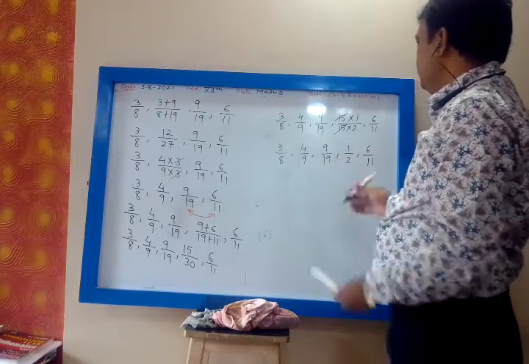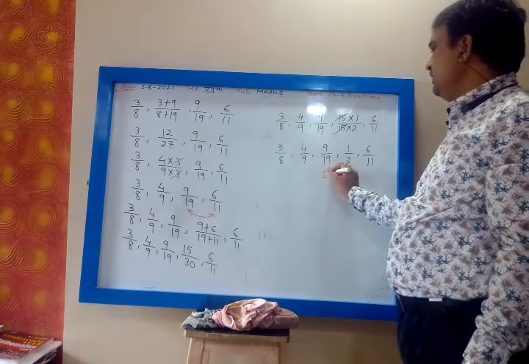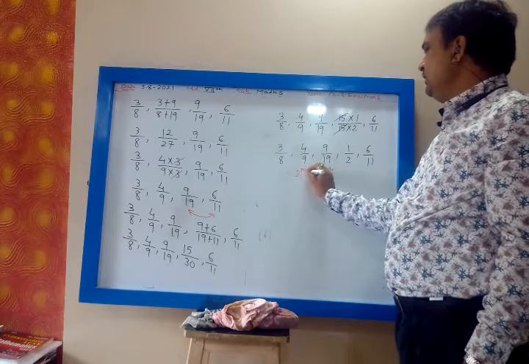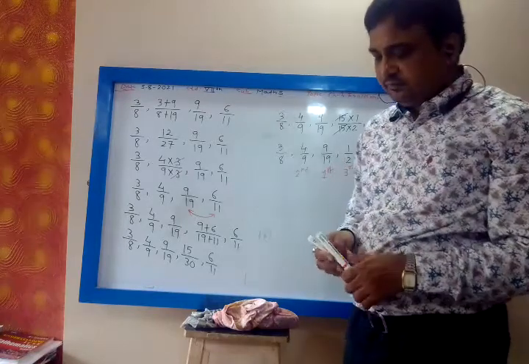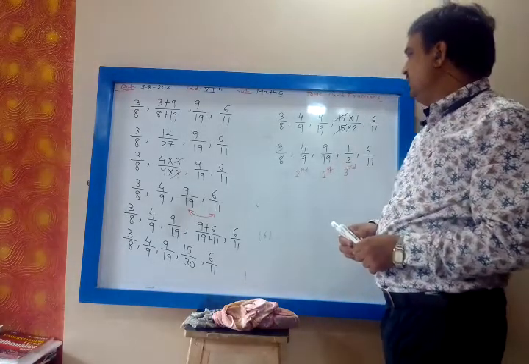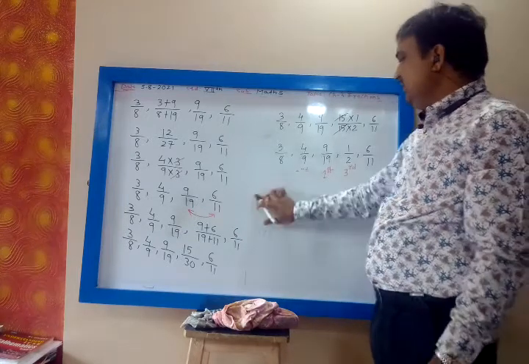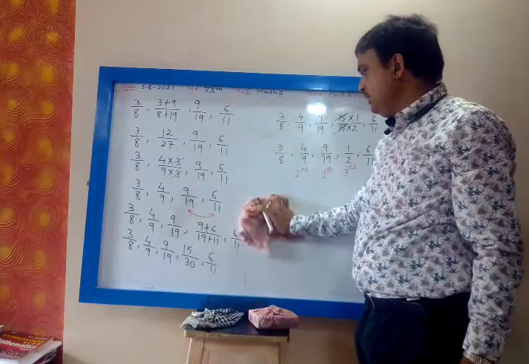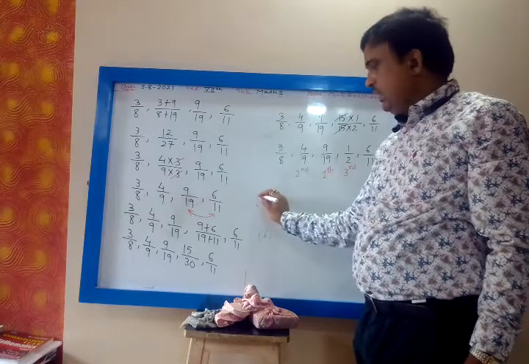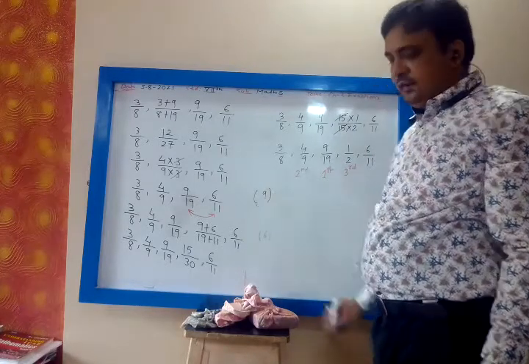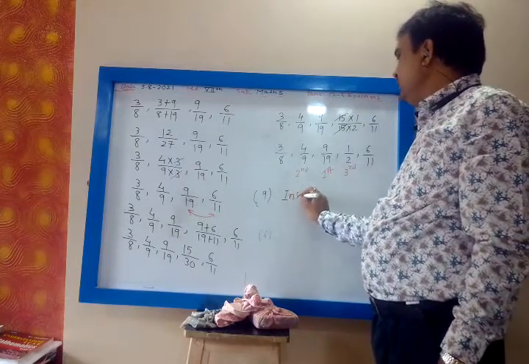What is my first inserted fraction? 9 upon 19. Second, 4 by 9. And third is 1 by 2. Yes, that order, the correct order, you have to write down. Okay, then the ninth one: insert two fractions between.